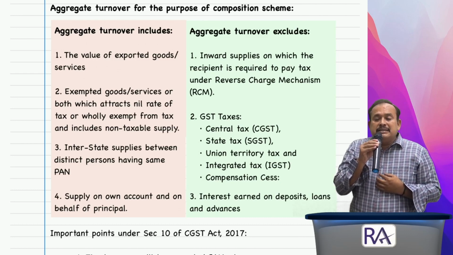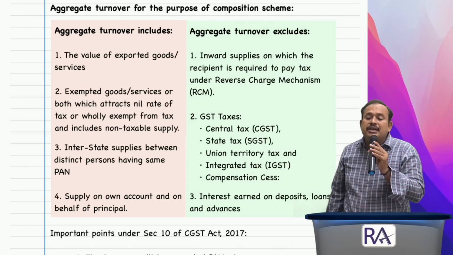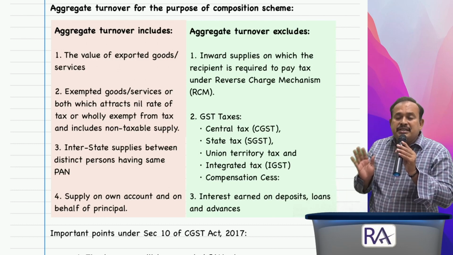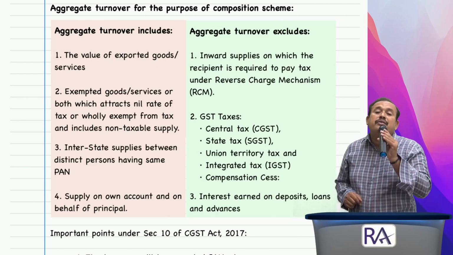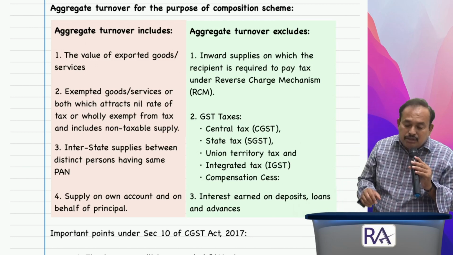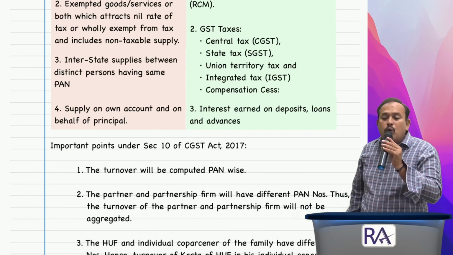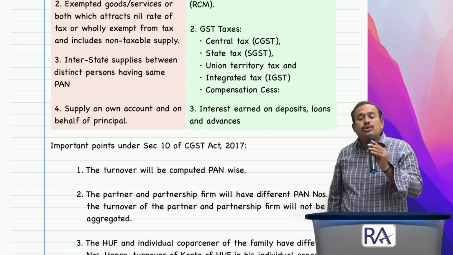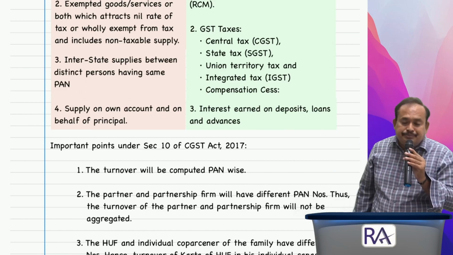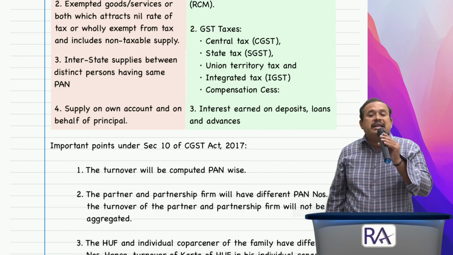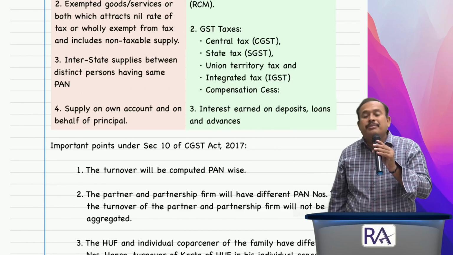Further, turnover should exclude GST taxes: CGST, SGST, IGST, UTGST, compensation cess. GST should not be included in the aggregate turnover of 50 lakhs or 75 lakhs or 150 lakhs, as the case may be. And interest earned on deposits, loans and advances also should not be included in the value of aggregate turnover to look ahead for the composition scheme.